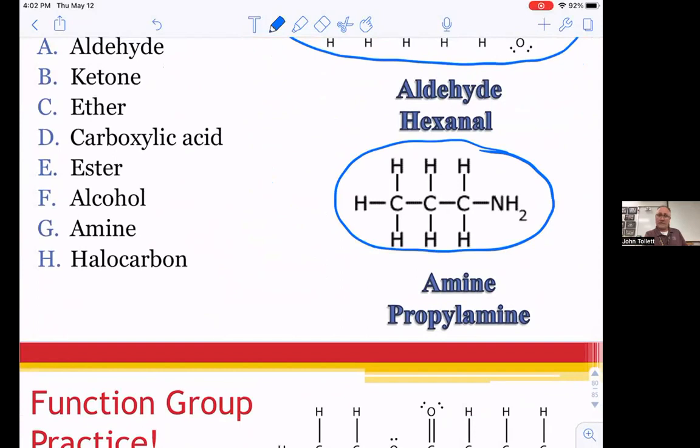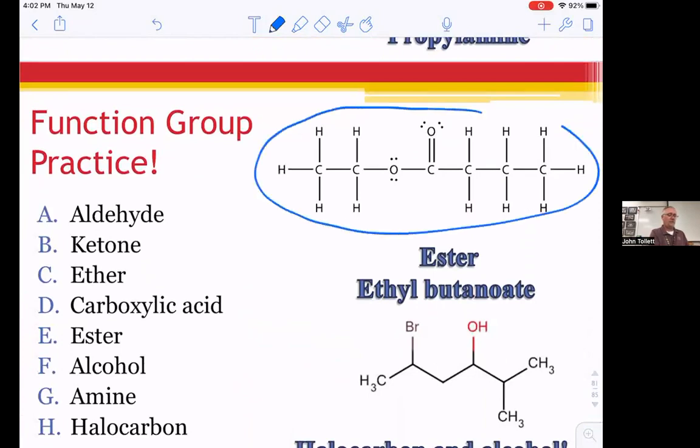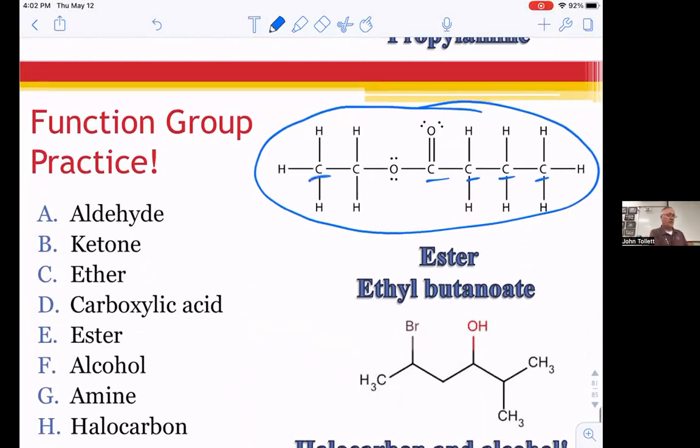There's nothing else added to it, so it would be the suffix for the amine naming. And then here, this is an ester. It's got 2 oxygens on 1, 2, 3, 4 carbons, so that would be the butanoate. The other one has 2 carbons, so it would be ethyl butanoate.